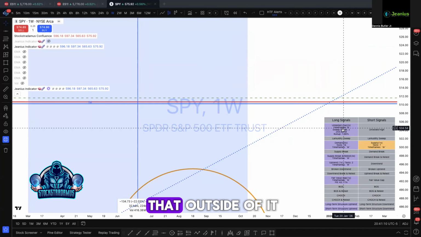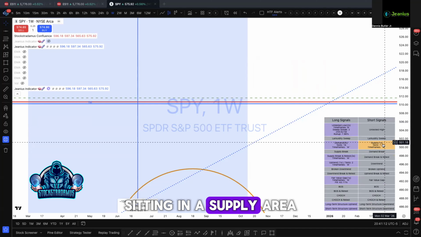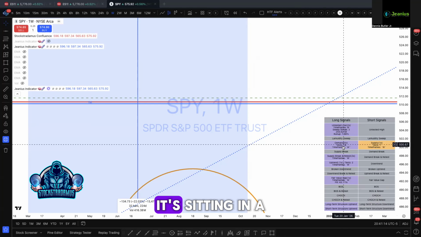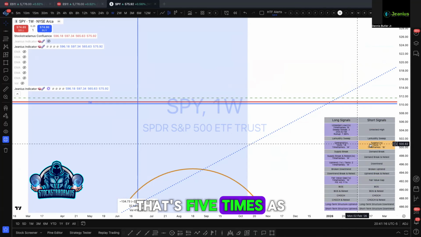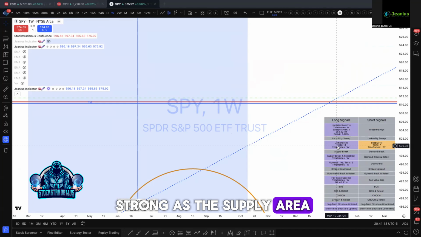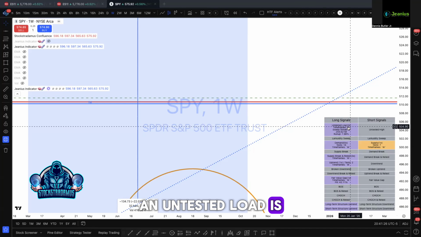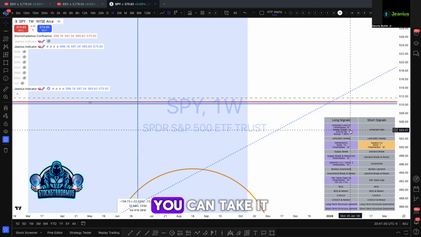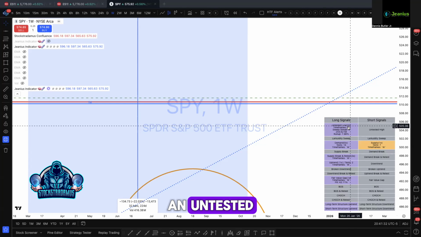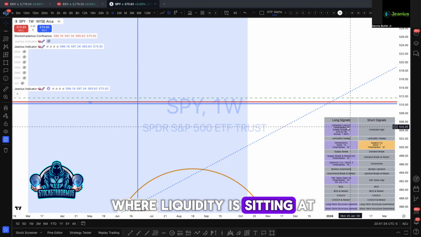Jeanius is telling me that outside of it sitting in a supply area that's been tested 7 times, it's sitting in a demand area that's 5 times as strong as the supply area. It's been tested 14 times. This is the weekly chart, by the way. The untested, is that an untested low that's been tested twice? Usually an untested low is the beginning of a liquidity sweep. You can take and do with that as you will. An untested low is an area where liquidity is sitting. So it swept this untested low.